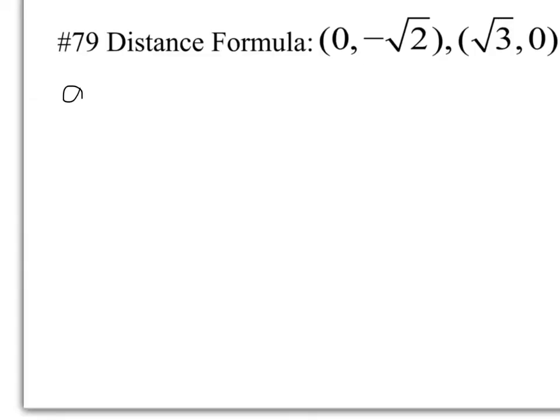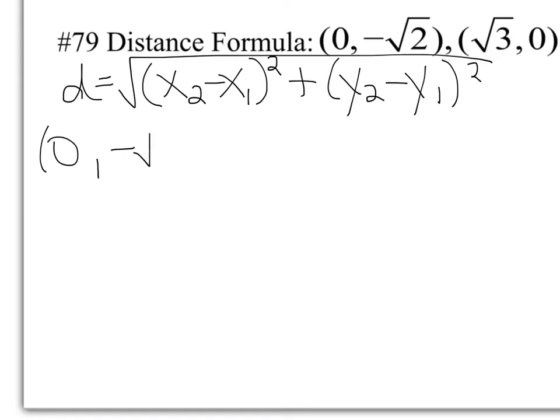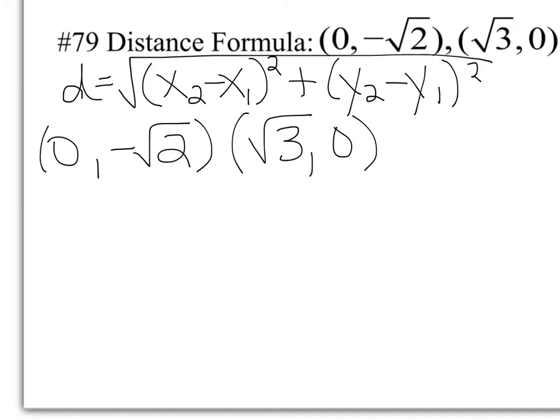Okay, so again here we're going to use our distance formula, which we just said is the square root of x2 minus x1 squared plus y2 minus y1 squared. So again, I'm going to label my points. So I have 0, negative square root of 2, and the square root of 3, 0. So I'm going to do x1, y1. They're both 1 because it's my first point, and x2, y2. They're both 2 because it's my second point.